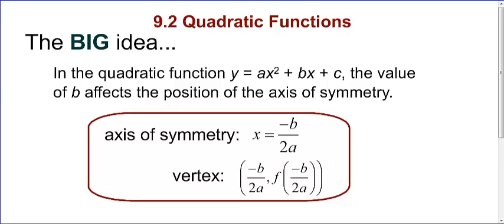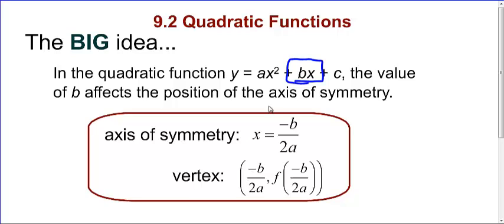Alright, so today what we're looking at is what impact the middle term, bx, has on the quadratic graph, and you can see I've boxed that in right there. That's what we're focusing on. When we're in the form y equals ax squared plus bx plus c, the value of b affects the position of the axis of symmetry, which of course then would also impact where the vertex is located.